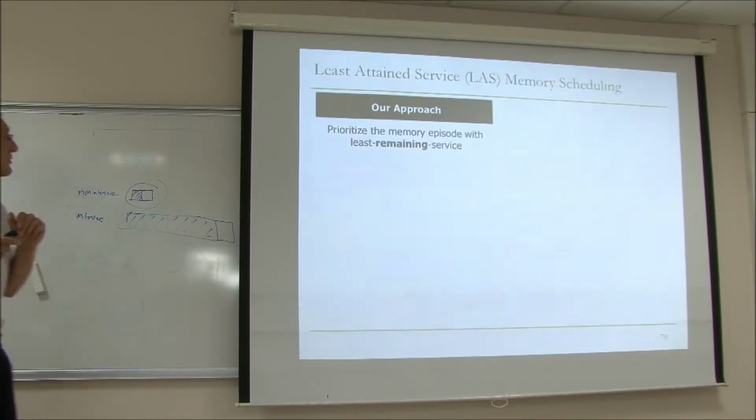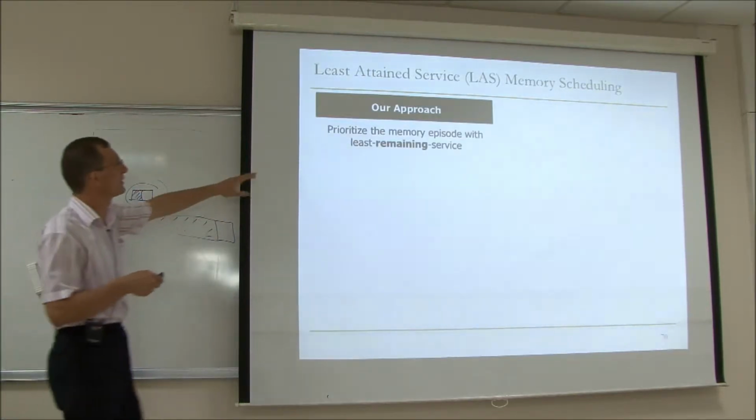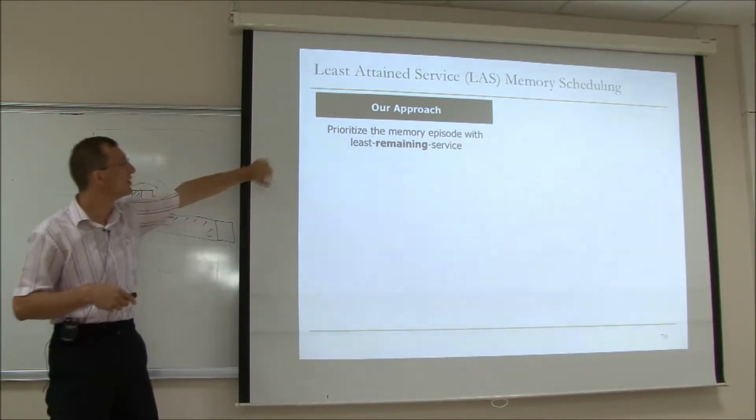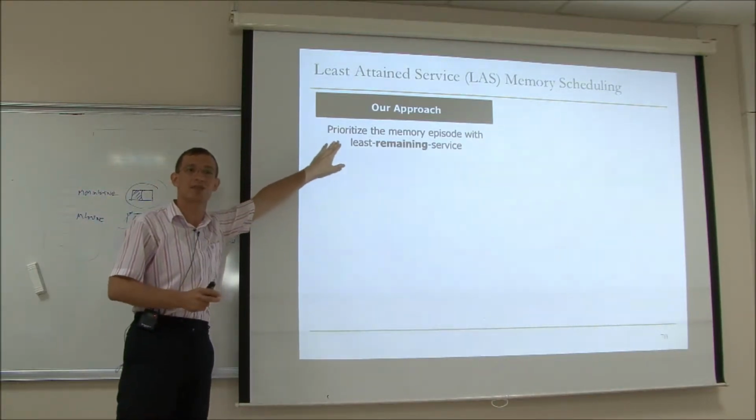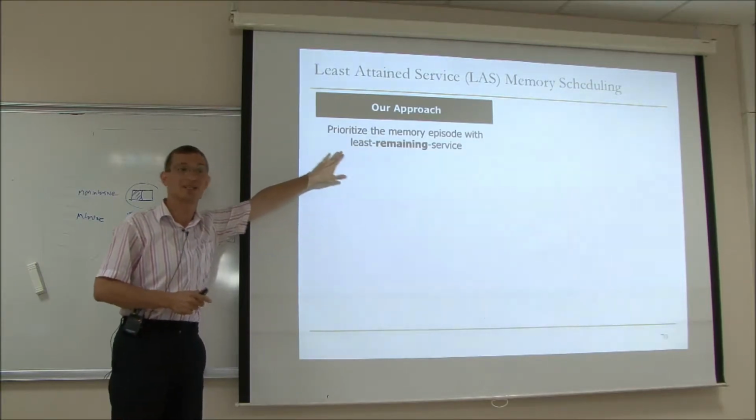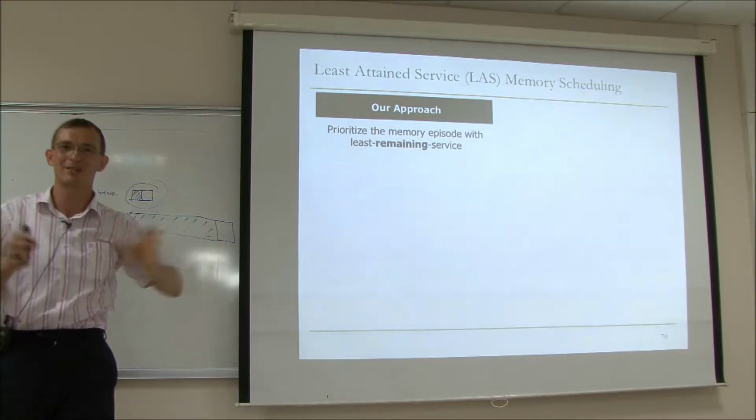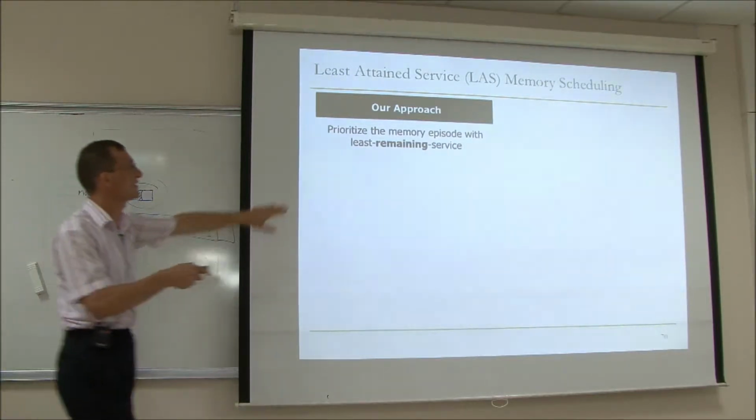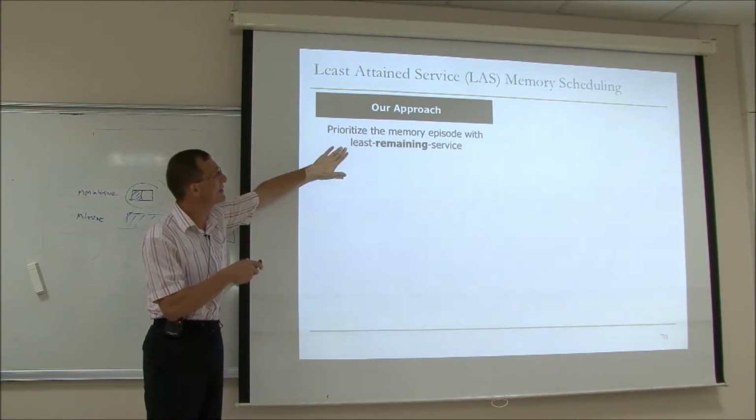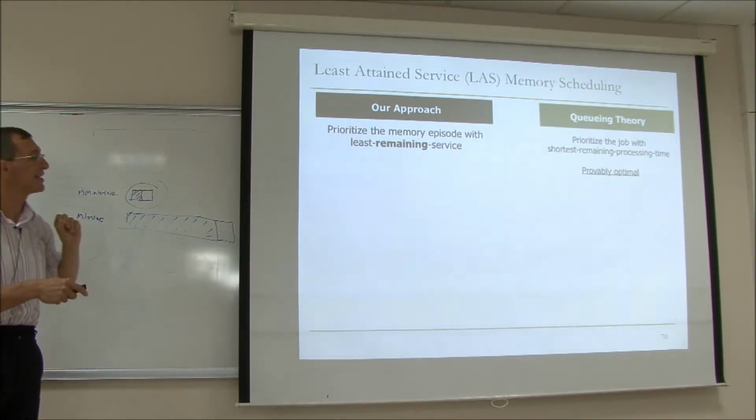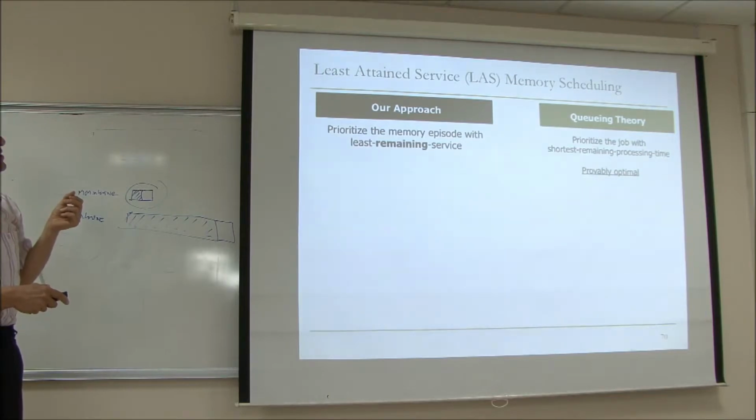So let me recap a little bit. The idea is least attained service memory scheduling, and this is not new to the systems context, right? Because people have been doing operating system scheduling based on this idea a long time ago. It's not perfectly that way today, but the ideas have been there. So we'd like to prioritize a memory episode with least remaining service. And queuing theory tells us that you should prioritize a job with shortest remaining processing time. This is provably optimal in a single server queue.